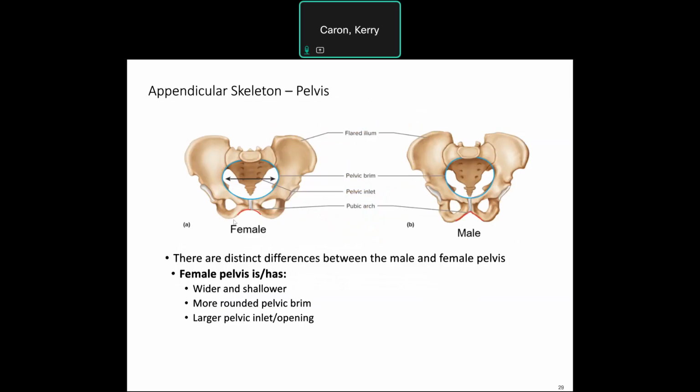Okay, you can see here the female is larger and curved. The pelvic arch on the male is smaller. So very distinct, wider, shallower for the female to allow a head to pass through, and definitely a more rounded opening.